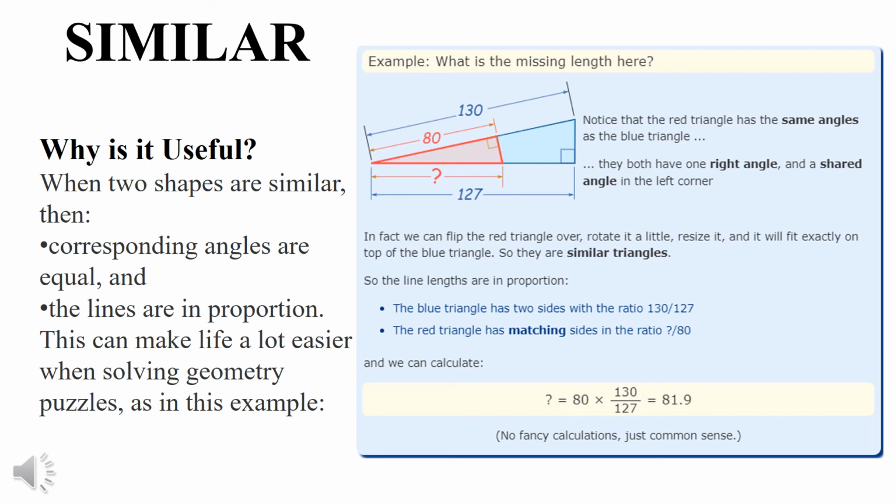The blue triangle has two sides with a ratio of 130 over 127. The red triangle has matching sides in the ratio blank over 80. And we can calculate blank is equal to 80 times 130 over 127, which is equal to 81.9. No fancy calculations, just common sense.